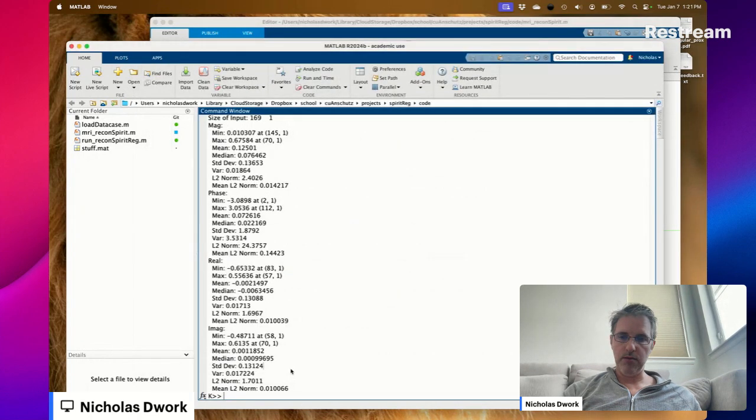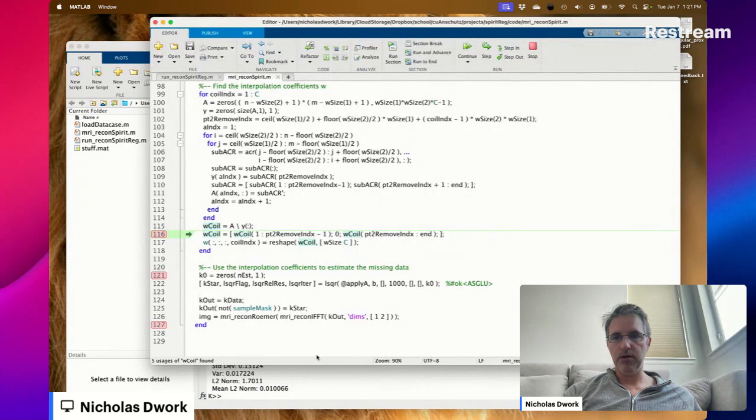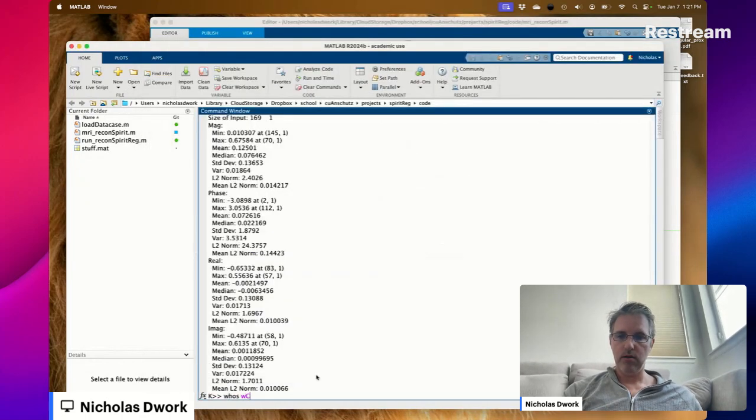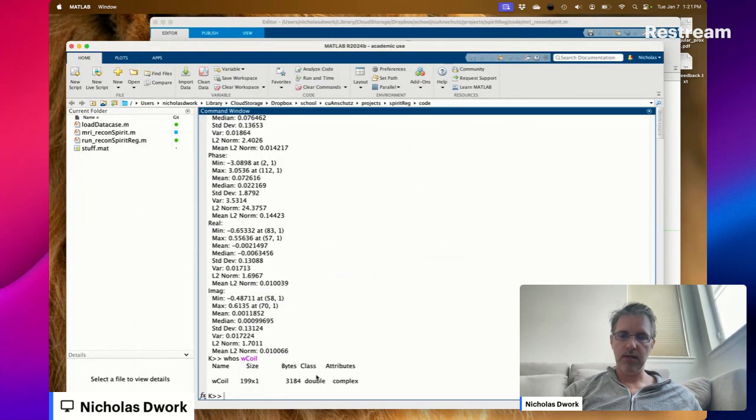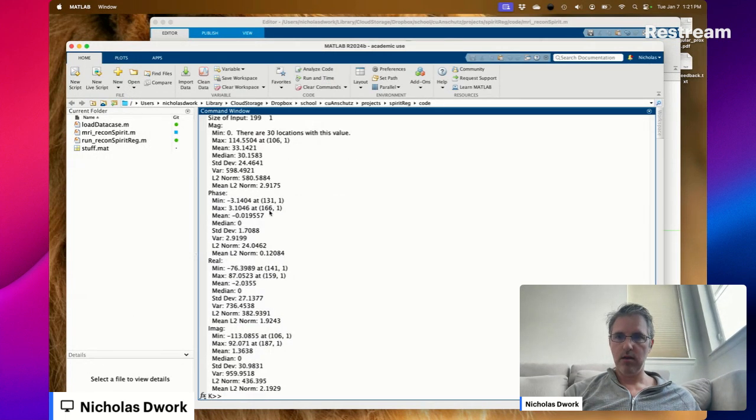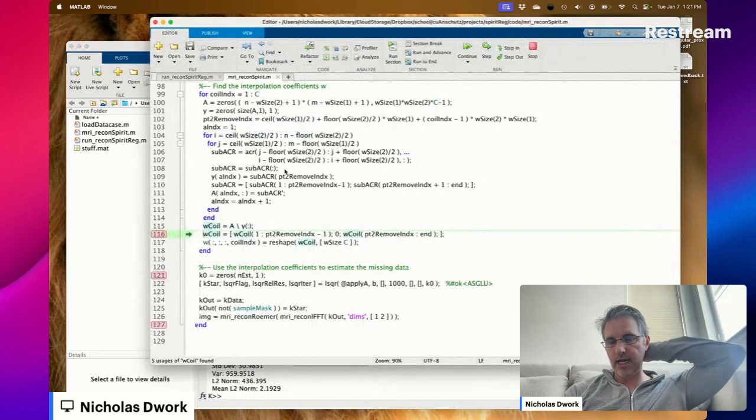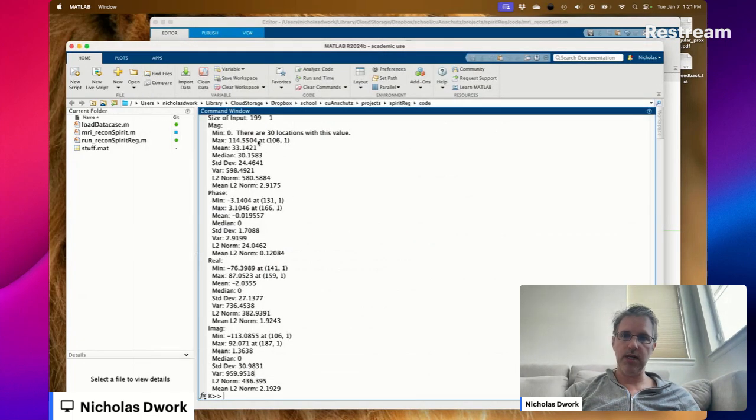How about the rows of A? Well, now let's look at W coil. It's 199 by 1. There are 30 locations with zeros in W coil, exactly 0. And that just can't be. We should always get at least numerical precision out. So what's the first location? There are 30 locations with this value.